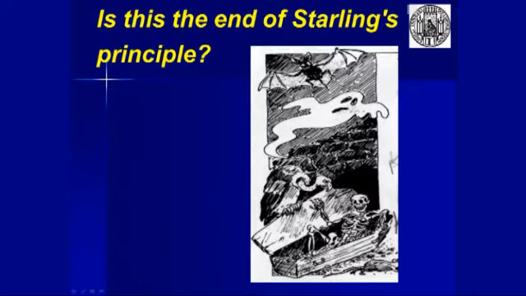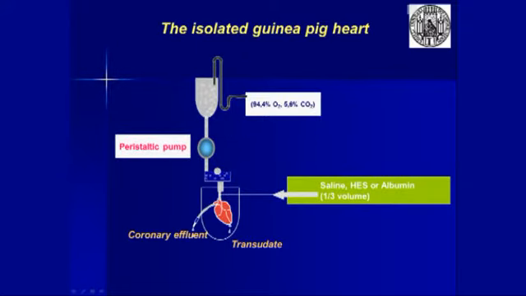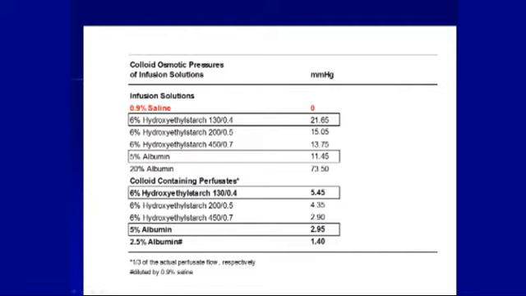Is this now the end of Starling's concept? Before answering this question, let's have another look at our data to get a further surprise. Again, we used the flow-constantly perfused isolated guinea pig heart. The glycocalyx was intact in these sets of experiments. What we did now was to intracoronarily apply different levels of colloid osmotic pressure to determine the resulting pressure-dependent fluid extravasation. Logically, a colloid-free perfusate generates a colloid osmotic pressure of 0.